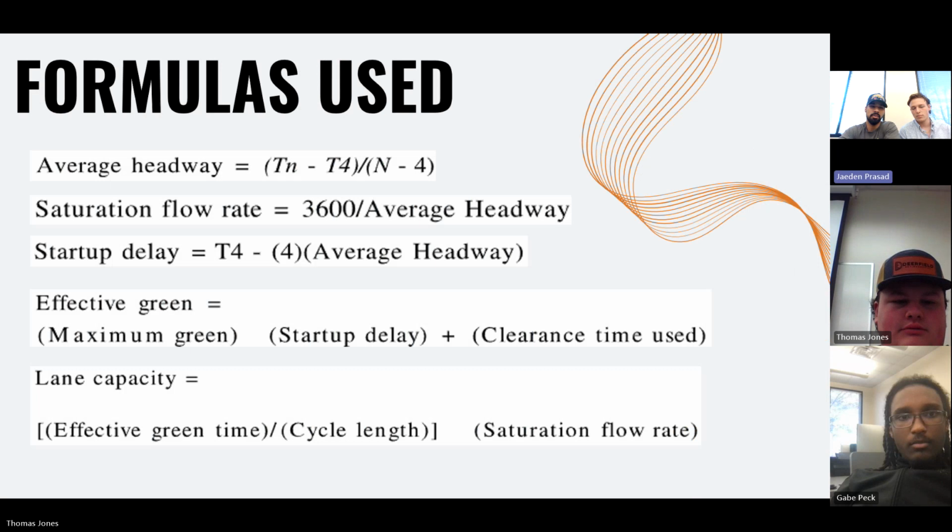These are the formulas we used to calculate the average headway, saturation flow rate, startup delay, effective green, and lane capacity.